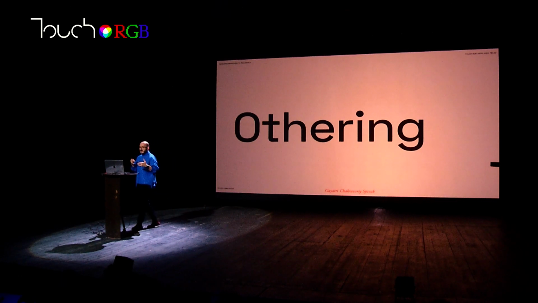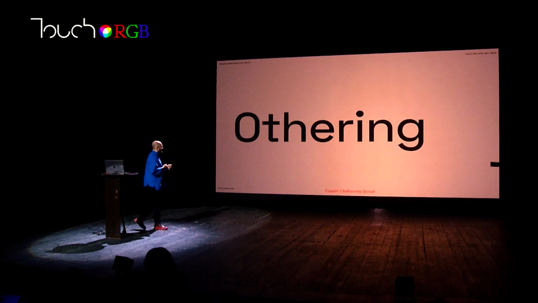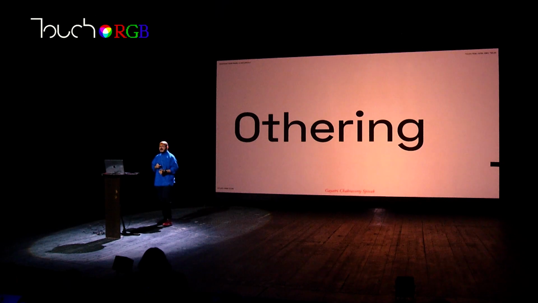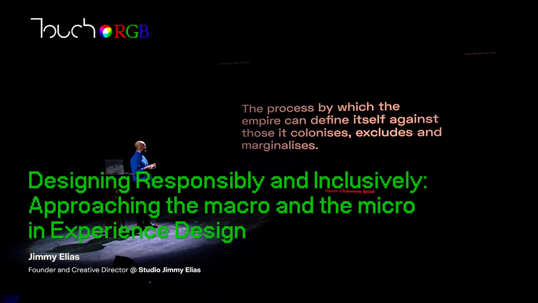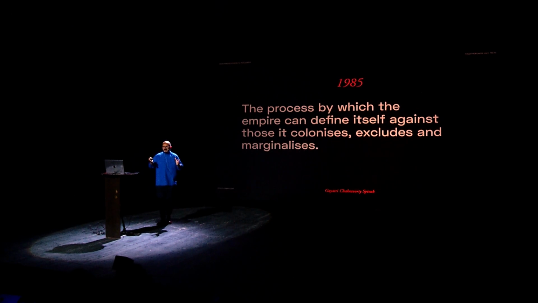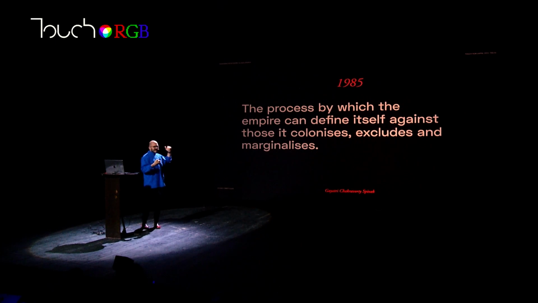And this is the term othering, coined by Gayatri Chakravorty Spivak in 1985. And the definition of the terminology is the process by which the empire can define itself against those it colonizes, excludes, and marginalizes. Big words. And one might think, or some of you, why are we talking now on such a scale? That was anyway 40 years ago in 1985.